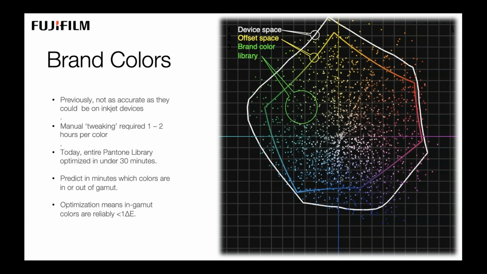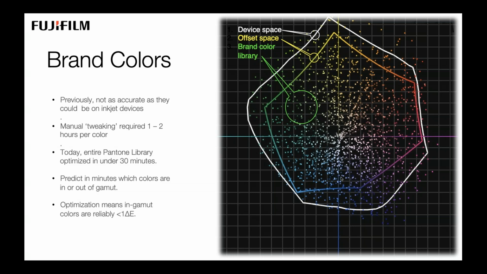Each swatch in the library gets its own patch and a color chart. In this case, we're printing it out, we're measuring it, and we are getting that entire library now printed and measured in about 30 minutes. And this is similar to how we do an optimized device link.